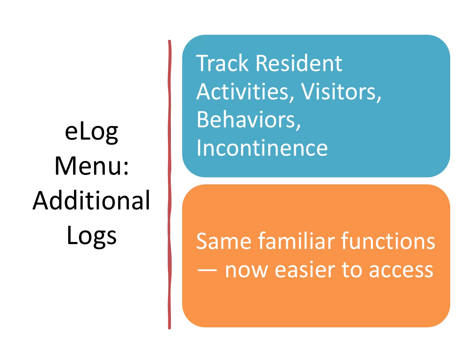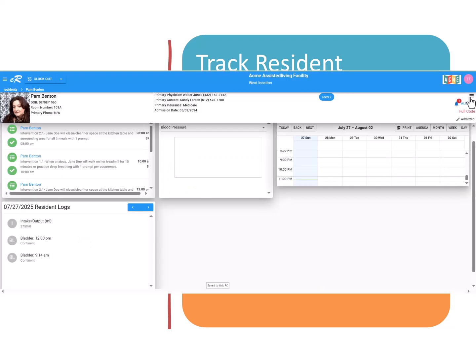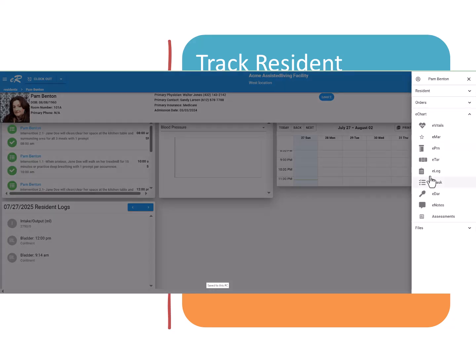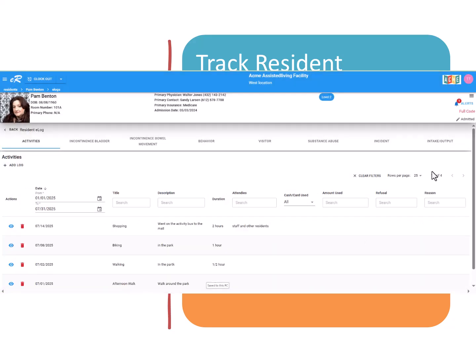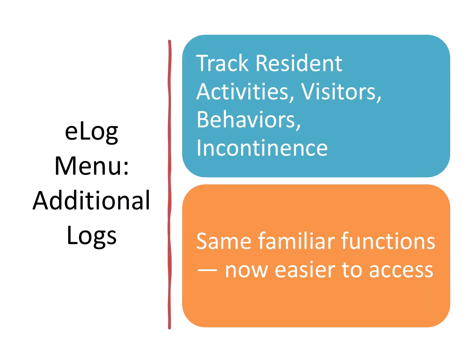Version 2.0 introduces a dedicated e-log menu, providing structured logs for tracking resident activities such as walks in the park, visitor check-ins, incontinence tracking, behavior monitoring, and other incident reports, along with fluid intake and output records. Entries can be added quickly with just a few clicks, helping your team stay organized, accurate, and compliant.